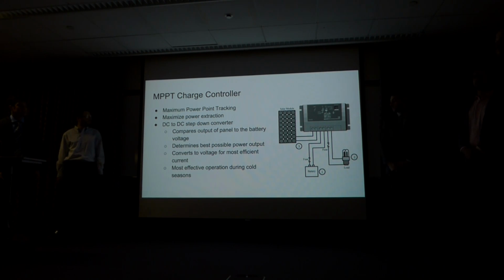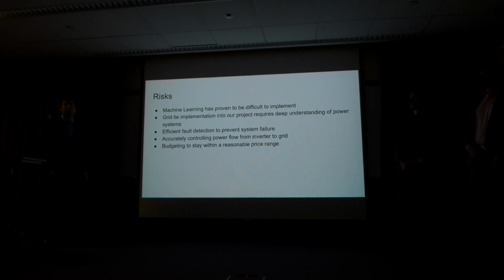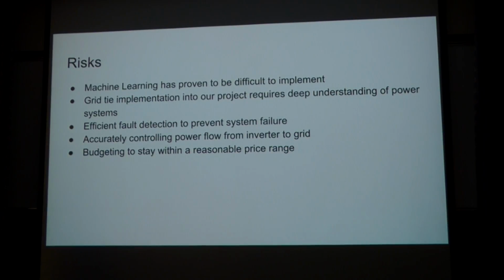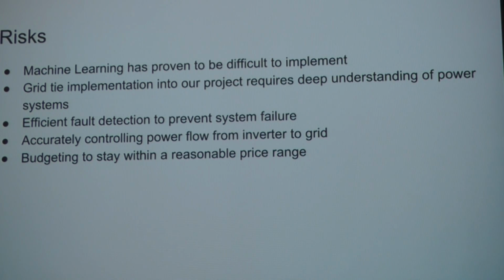take advantage of this. Alright, so some of the risks we'll be facing as 2 separate teams: on the software side, we'll need to learn how to implement machine learning into our system. And on the hardware side, we'll need to learn how to implement grid tie. We need to have a deep understanding of power systems and follow certain standards that impact these with our system. Another risk we'll need to help prevent is system failure. And then we need to accurately control power flow from the inverter to the grid, and we need to monitor our budget costs.